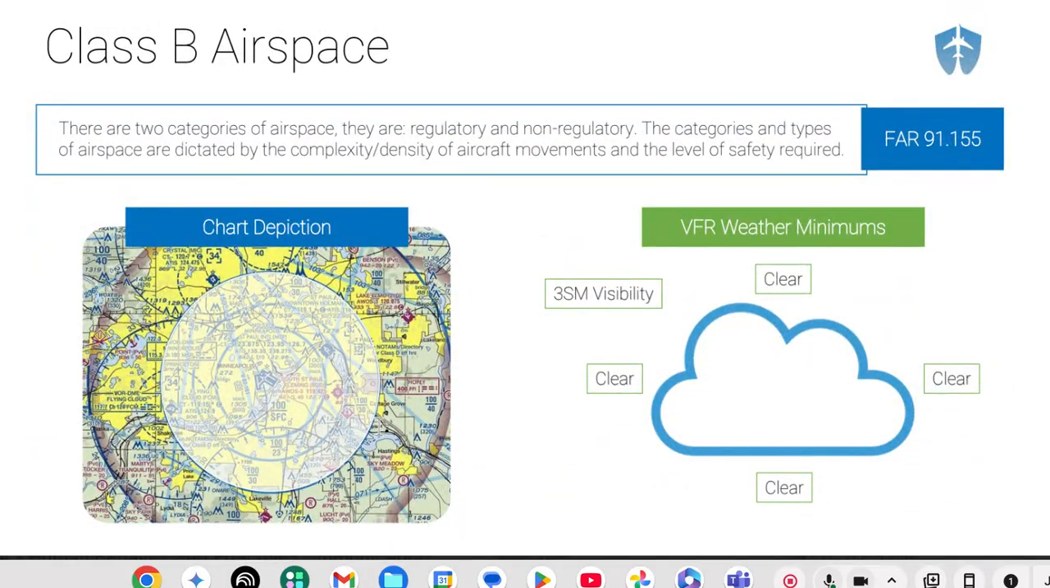Alright, so here's what it looks like on a sectional chart. You're gonna see these solid blue lines surrounding that Class B airport. That's what it's gonna look like, and you're gonna have these different altitudes for the segments within that Class Bravo.